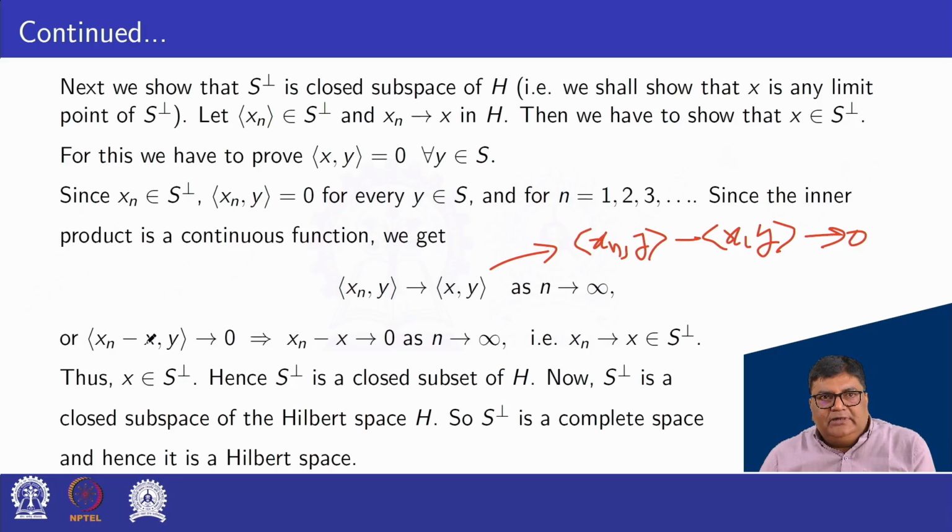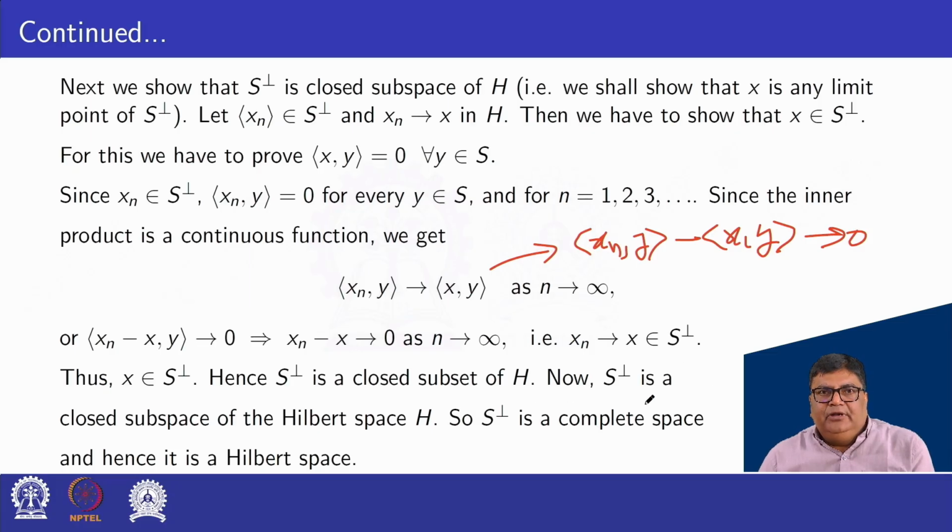So inner product of xn minus X, y tends to 0, it means xn minus X tends to 0 as n tends to infinity. That is, xn converges to X. Here inner product of xn minus X, y tends to 0 for all y belonging to S. It means X is the element of S perpendicular. Thus X belonging to S perpendicular, hence S perpendicular is a closed subspace of H.